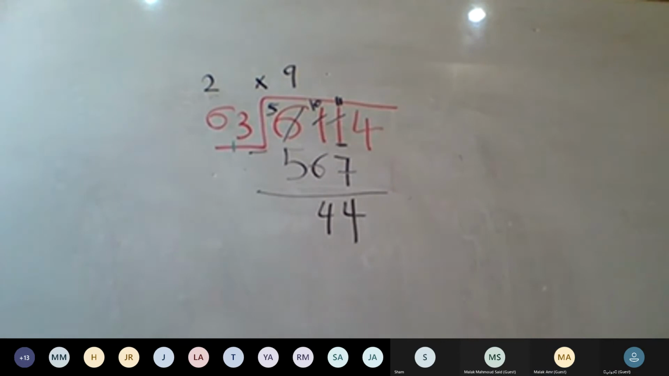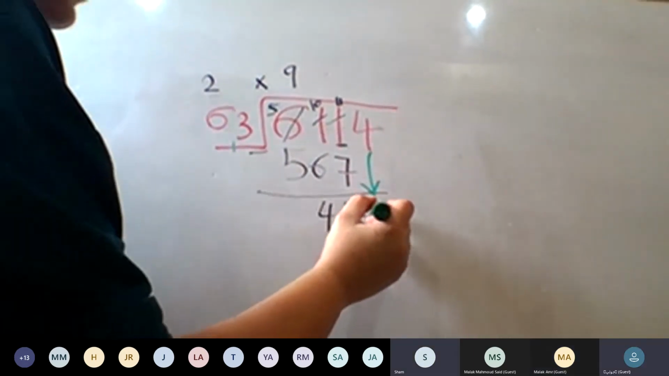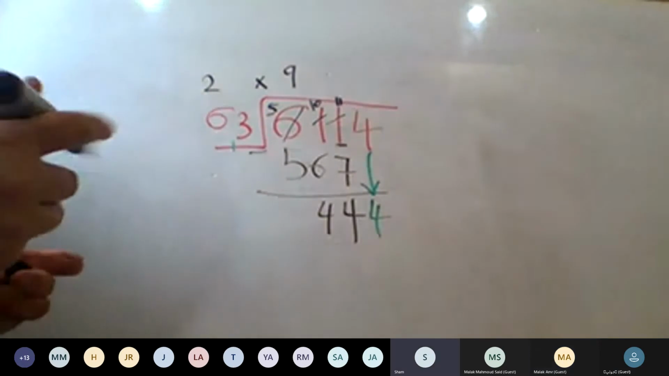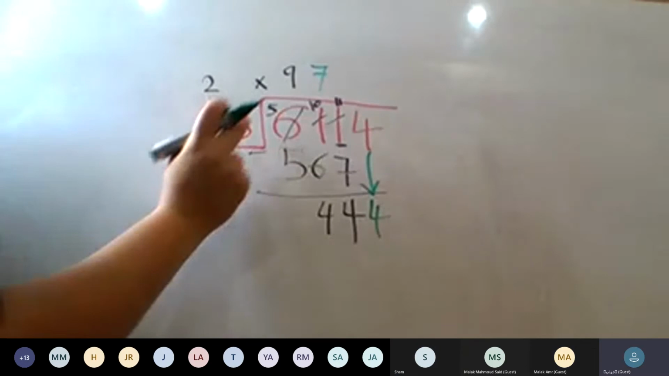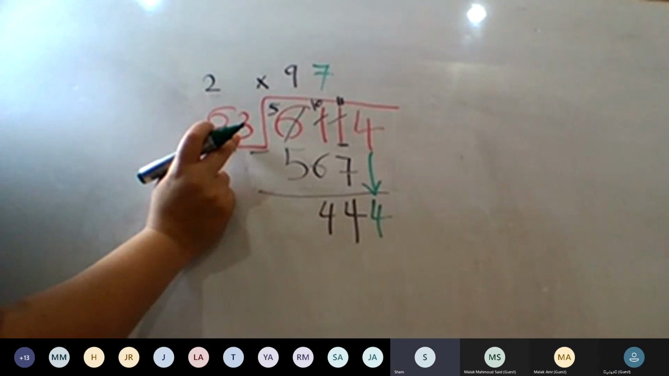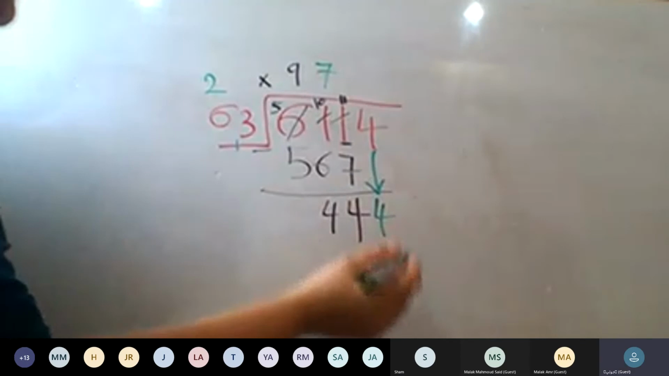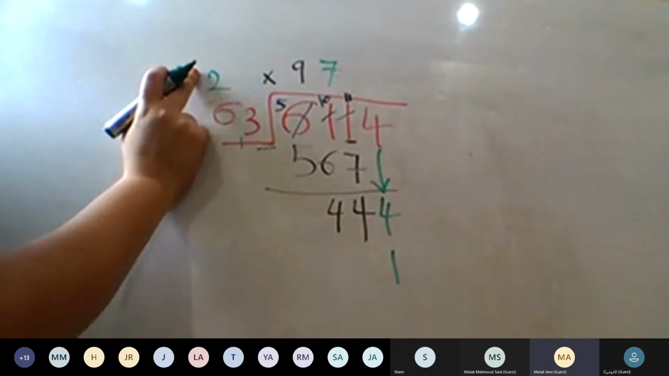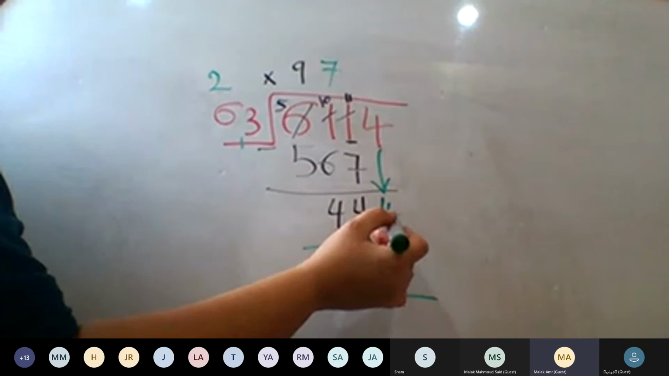So what's my next step? I will put 4 down. Now 444 divided by 63. Since there's no time, I will try number 7. 7 times 3 is 21. 7 times 6 is 42, plus 2 is 44. Bravo. Let's subtract it now.